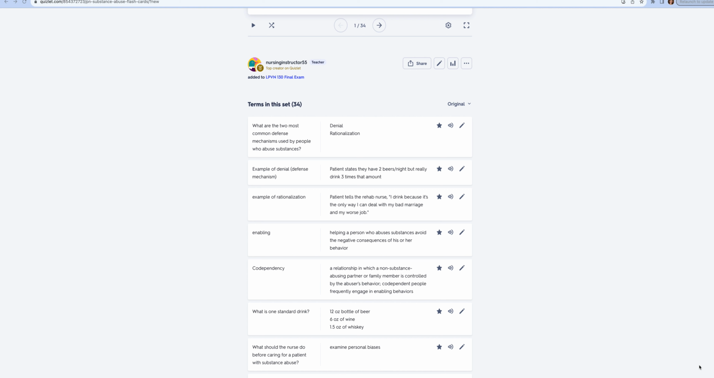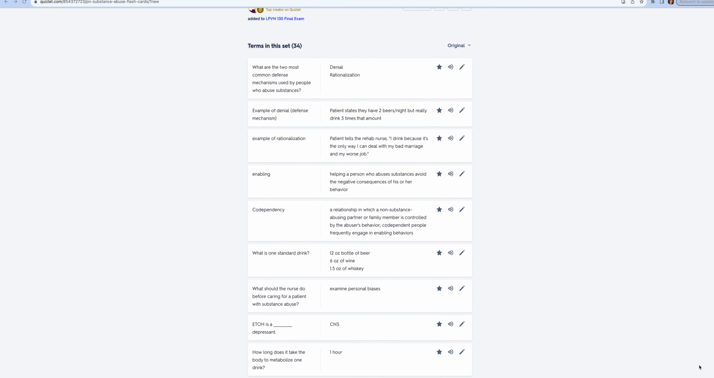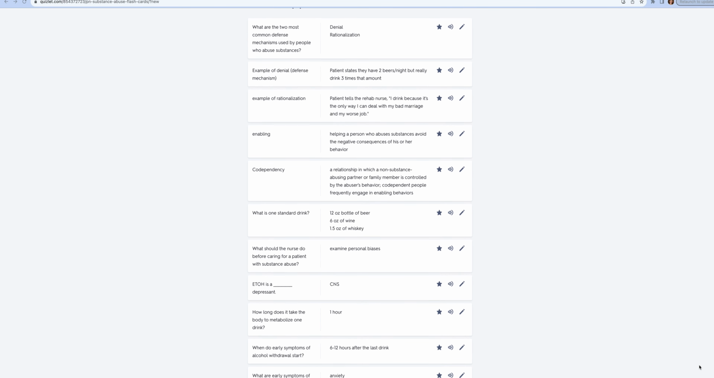So he's codependent. One standard drink equals 12 ounces of beer, 6 ounces of wine, or 1.5 ounces of whiskey. Those are all considered one standard drink. It takes about an hour for us to metabolize one standard drink. What everybody should do before they care for a patient with substance abuse disorder is examine your own personal biases about substance abuse.